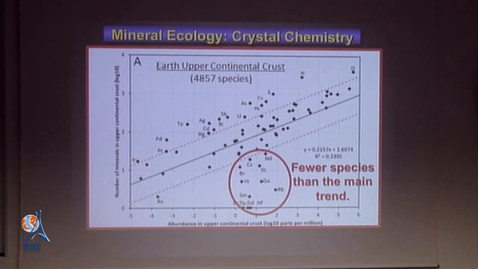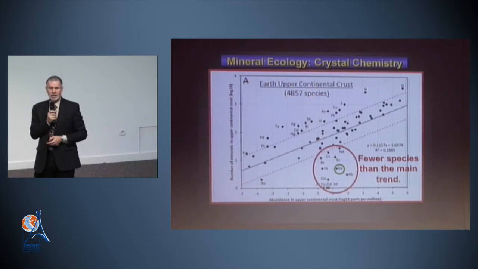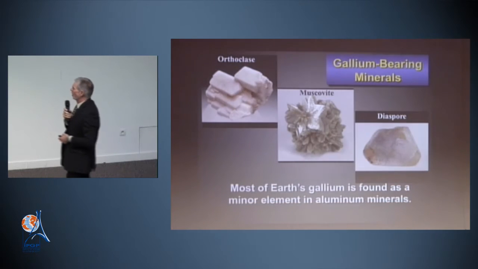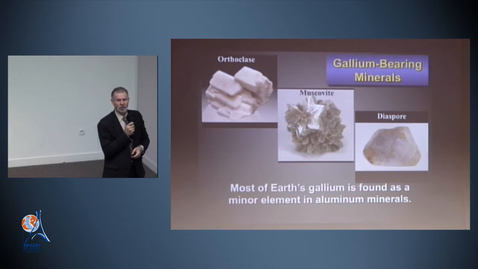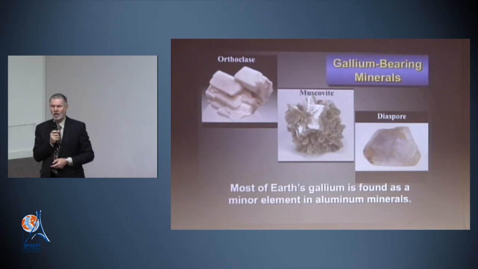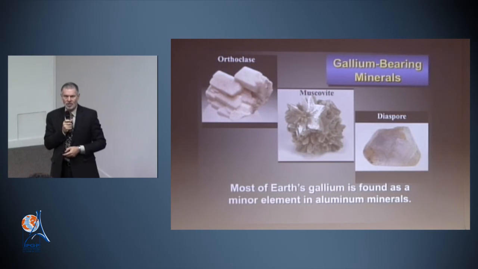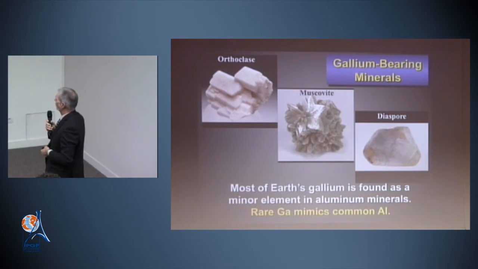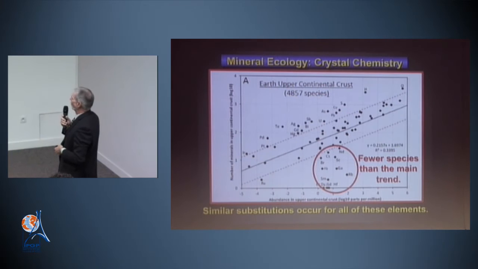And we can understand each of those elements quite simply. For example, think of gallium. The reason gallium has fewer species than you might expect from its crustal abundance is because it's masked by aluminum. And so most of the gallium in Earth's crust is a minor element in aluminum-bearing minerals rather than forming its own species. So we can understand all of the elements in this area. Some of them are rare earth elements, and there's hafnium, which mimics zirconium, of course, and so forth. They all fall below the curve for that reason.